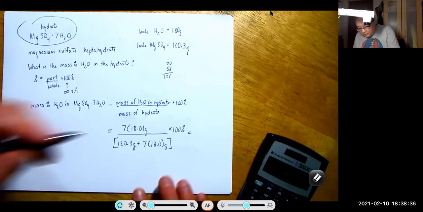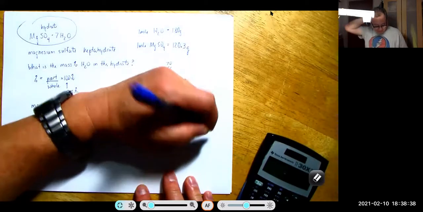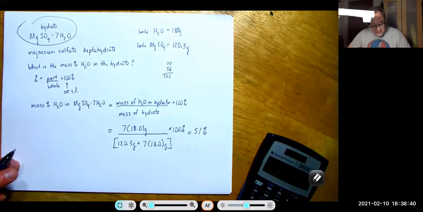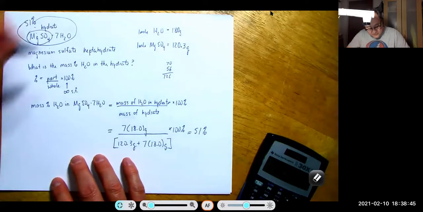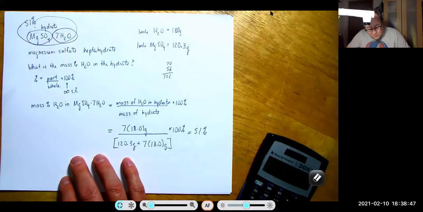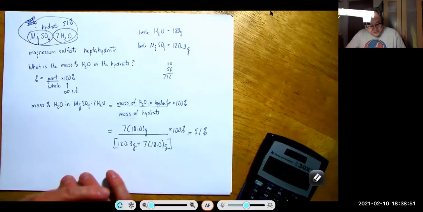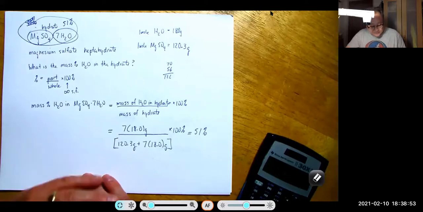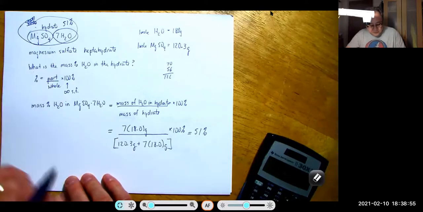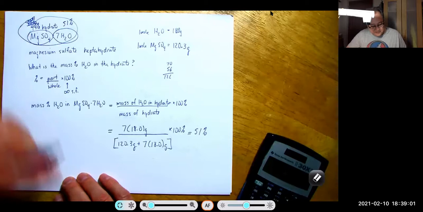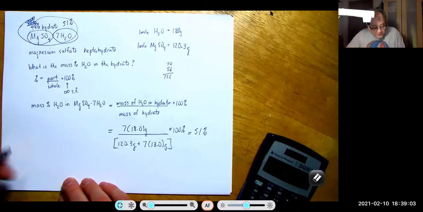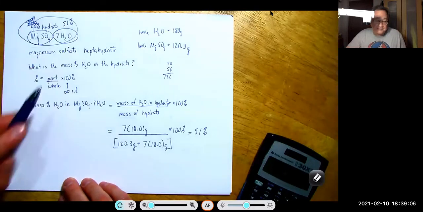And so I get 51%. So it's 51% magnesium sulfate. Oh, excuse me, 51% water. How much magnesium sulfate is in here? What's the percentage of magnesium sulfate if it's 51% water? 49. And how did you do that so quickly? 100 minus 51. Right. These percentages should add up to 100.